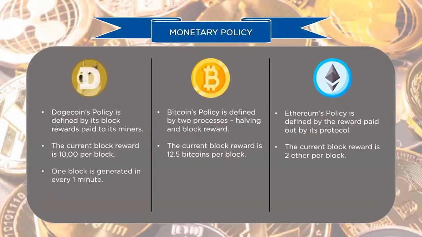Dogecoin takes 1 minute to generate one block. Bitcoin takes 10 minutes to generate one block. And Ethereum generates one block every 14 seconds. Well, monetary policies are considered to be fixed and non-inflationary. Due to this, over time, mining blocks will become more complex.